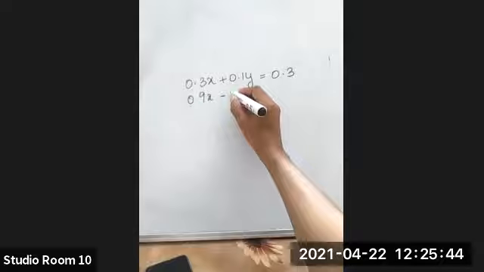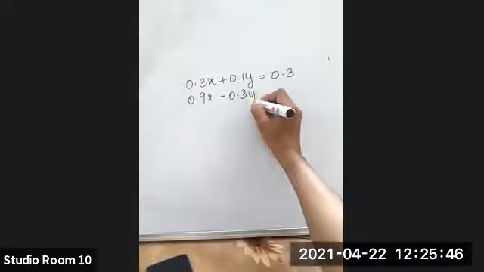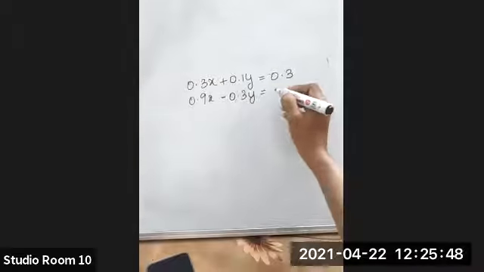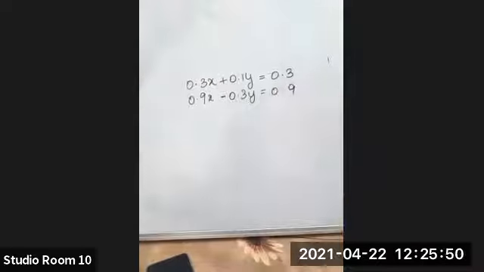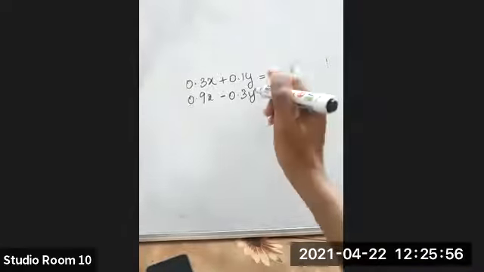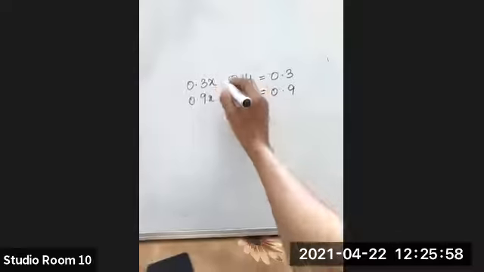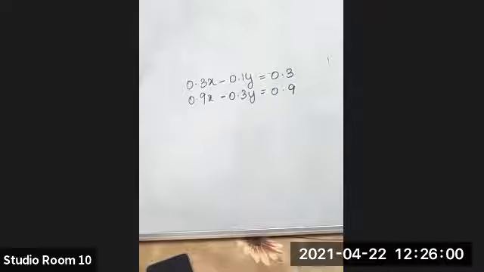0.9x minus 0.3y is equal to 0.9. Here also change it, children. It is minus 0.3x minus 0.1y is equal to 0.3, and 0.9x minus 0.3y is equal to 0.9.